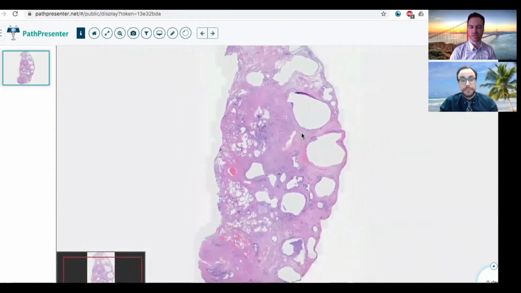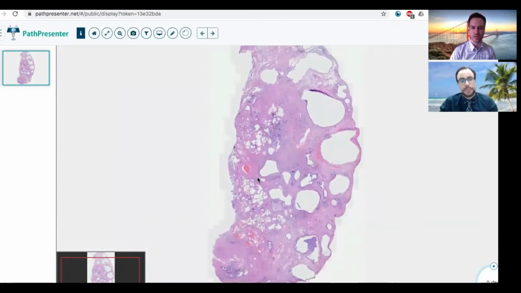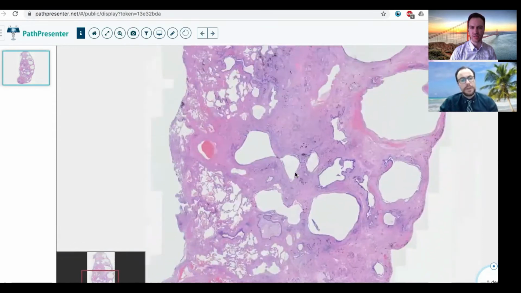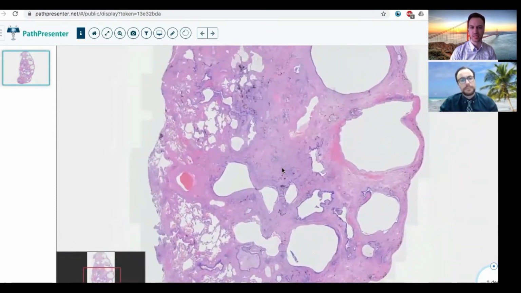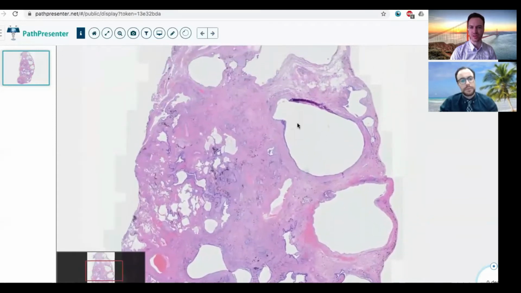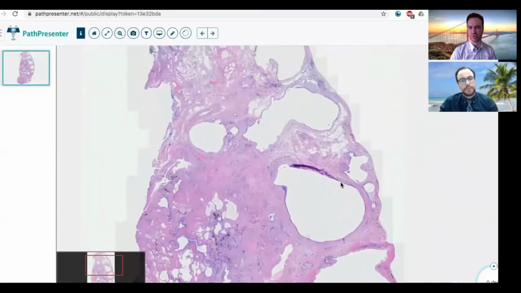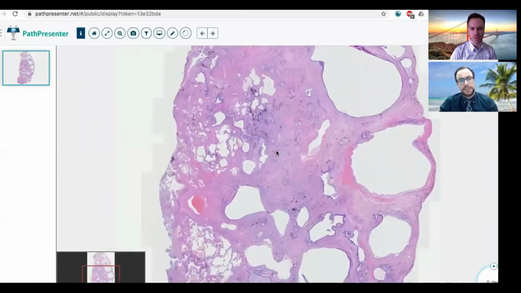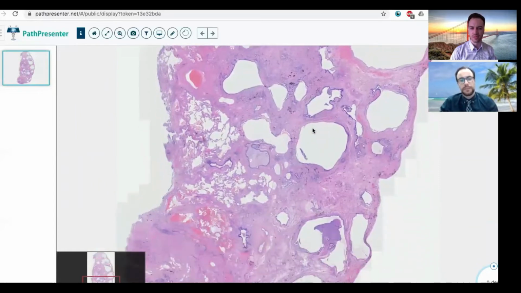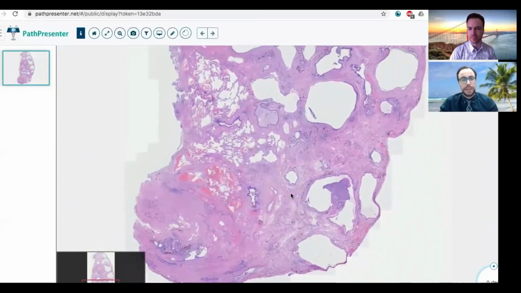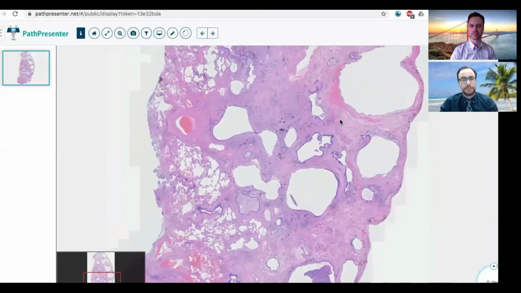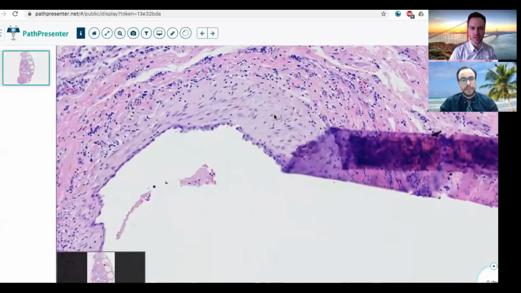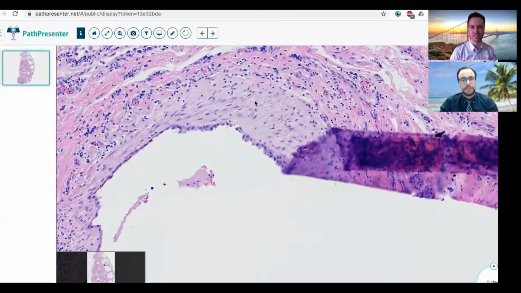At low power, this looked like a very patchy process. There was some normal lung parenchyma around here, and then these more fibrosed septae. Then these large cystic spaces that seemed like they were overstacked and more located in the subpleural area. Good job. Yeah, so definitely a subpleural distribution to this case. And then very heterogeneous in terms of its look. And then there were also these fibroblastic foci, like these loose fibroblasts.